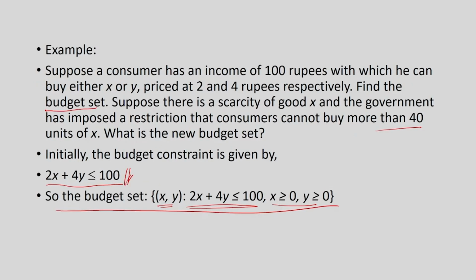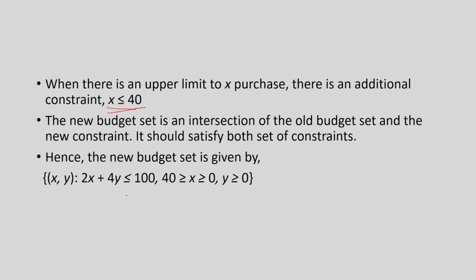So, this was the old budget set, right, this was the old budget set, but now in addition to these constraints which are written inside the budget set, you have an additional constraint, which is that x cannot exceed 40. So, we just include that inside here, right, x is less than or equal to 40, and we have got the new budget set.